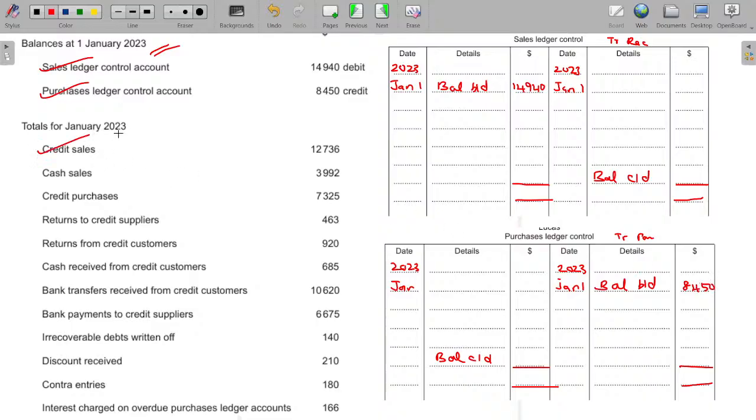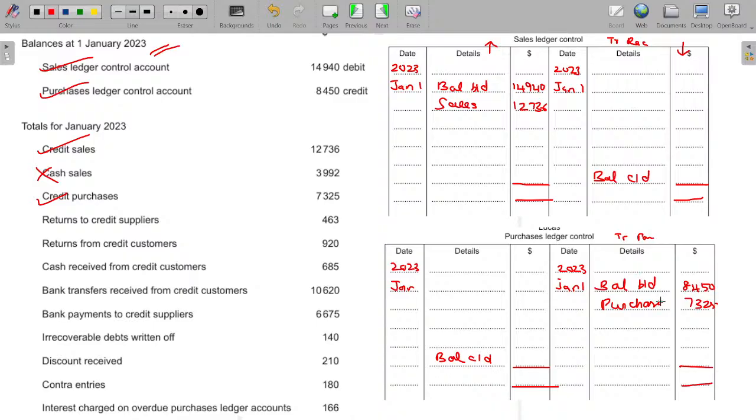Credit sales, the amount recoverable from the debtors increasing, will be posted here. Otherwise, the other side here, credit sales 12,736. Cash sales will not come, and credit purchases will come here, 7,325 purchases.